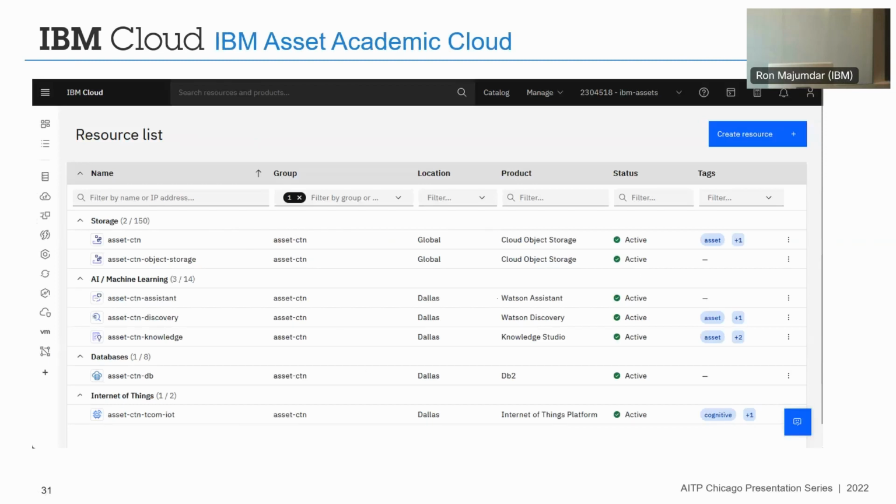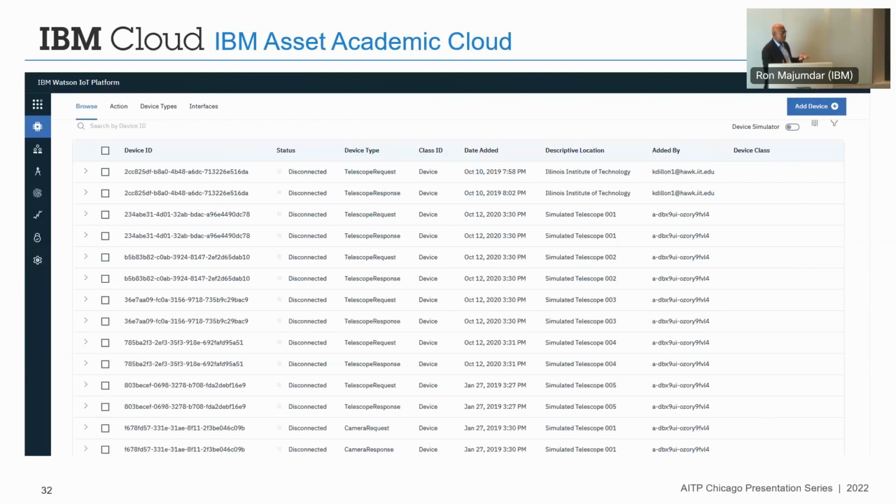How does it look on the IBM Cloud? These are all the resources. If you go to the IBM Cloud, you'll see a bunch of resources we have allocated to this project. This is your Internet of Things. You have other things like databases and Discovery Assistant. This is Watson stuff. And then we have Cloud Object Storage. Cloud Object Storage is very key because that's where all the pictures are going to get saved. And it's a very cheap cloud storage option.